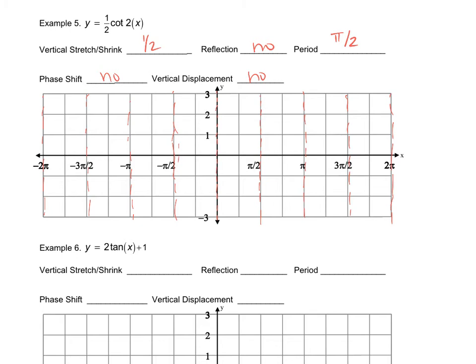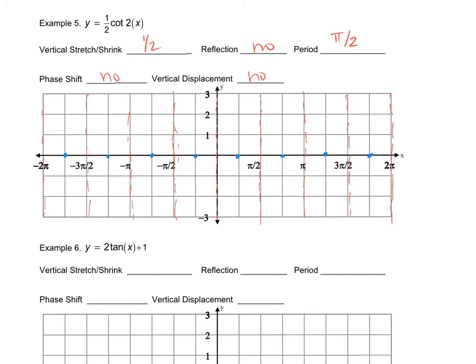Because there's no vertical displacement, my zeros still happen at y equals 0, and they still happen halfway between every vertical asymptote. And now, because I've shrunk my period by half, I'm going to be looking at those other points that I'm going to use to sketch my curve. I'm going to be looking halfway between my vertical asymptotes and my 0. So this is cotangent, so this is going to be a decreasing function the whole time.